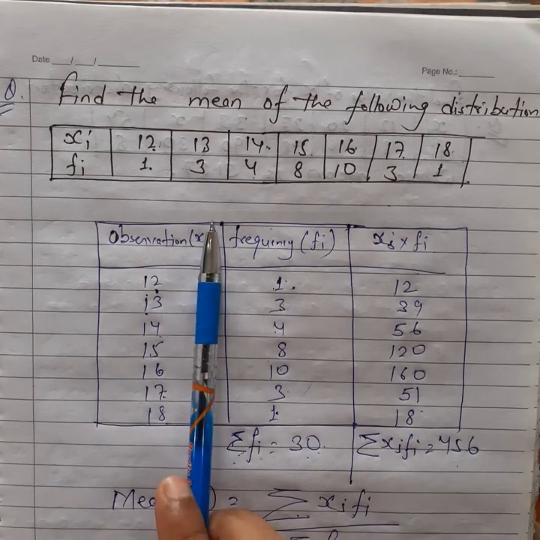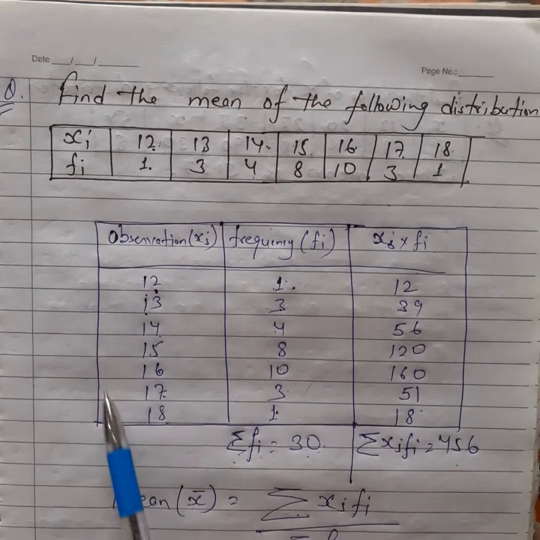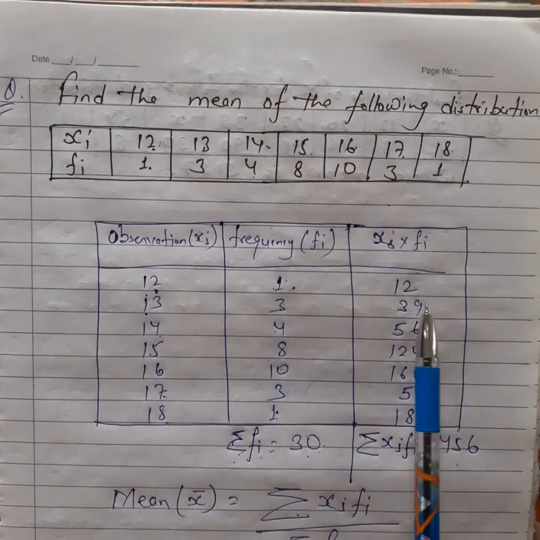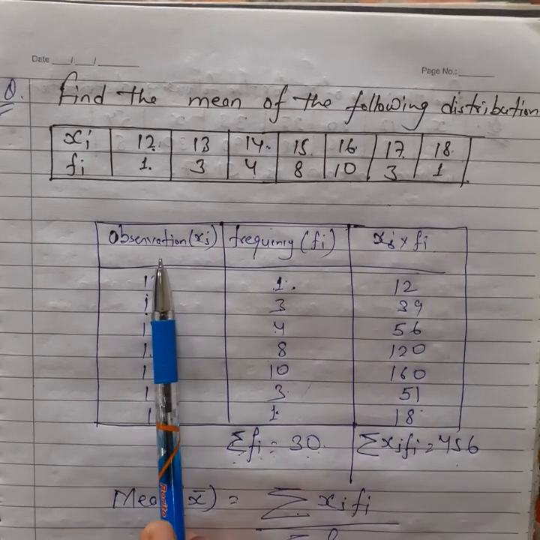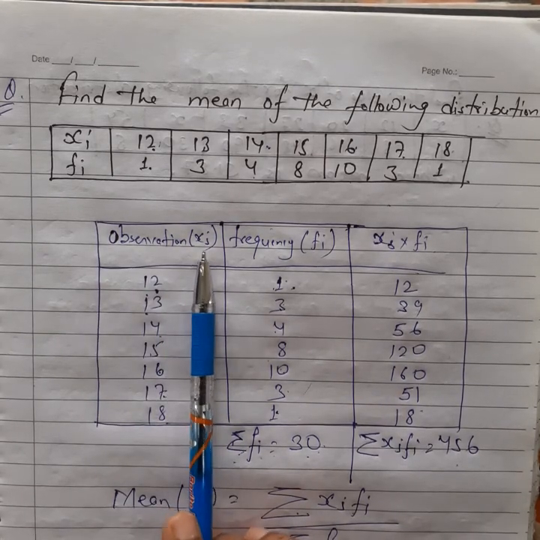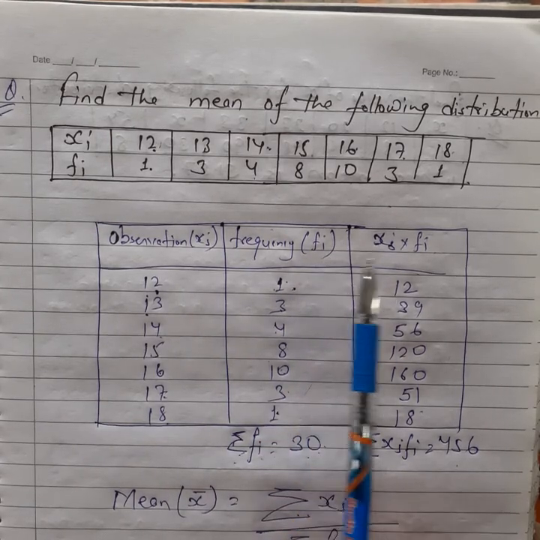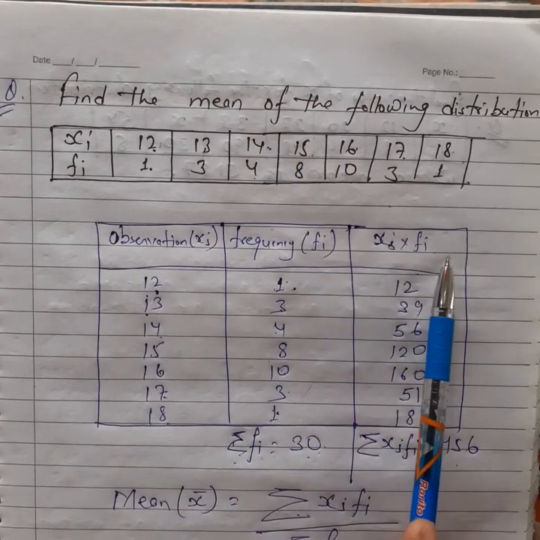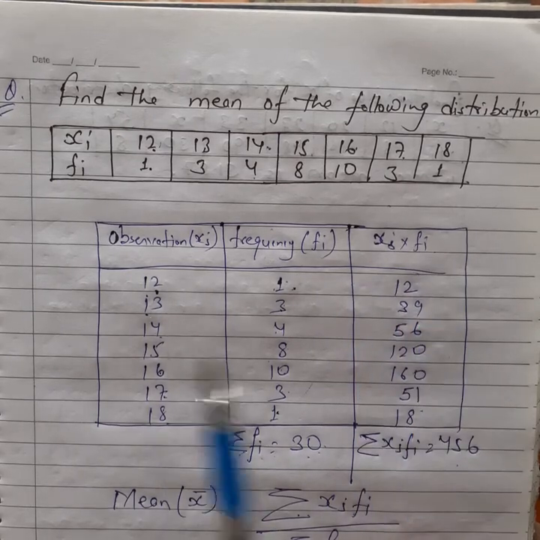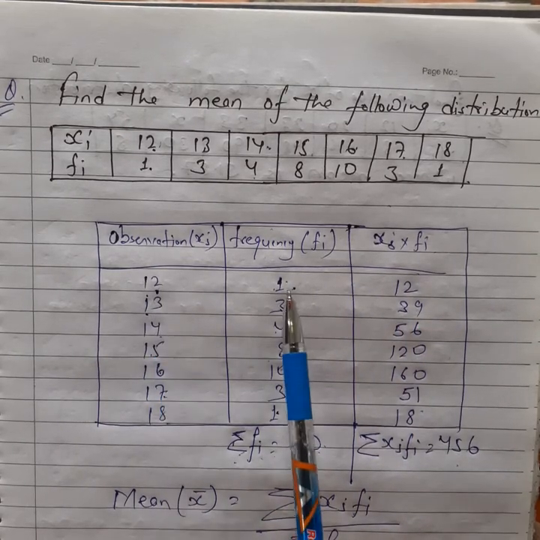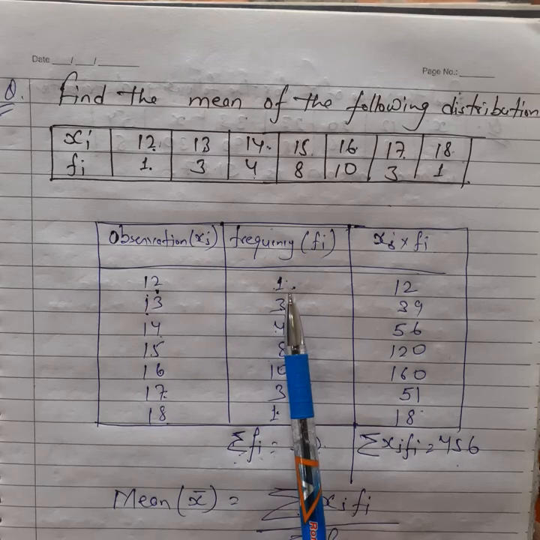Before finding the mean, what do we do? We construct a table with 3 columns. In the first column, we take the observation, that is xi. In the second, the frequency, that is fi. And in the third, xi into fi. In the third, what do we do? We multiply the observation with their respective frequency.